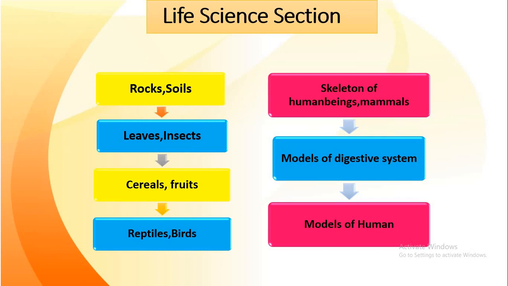The next one is the life section. In the life science section, both botany and zoology can be placed together. Materials such as rocks and soils from different areas and different surroundings can be placed. Leaves and insects, cereals and fruits, reptiles, birds, skeletons of human beings and mammals, models of the digestive system and models of human beings can be kept in the life section.